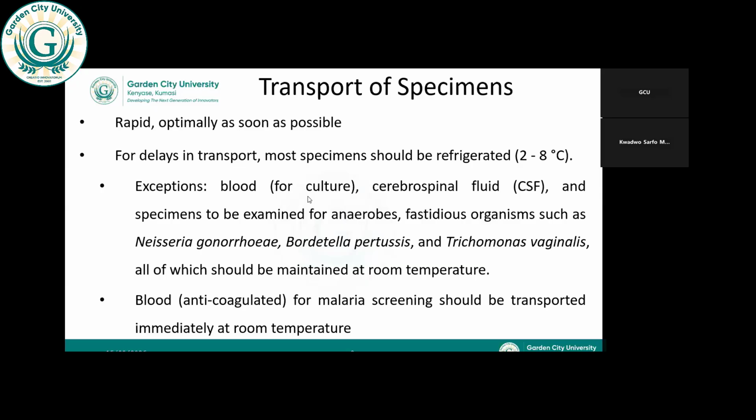But for blood needed for culture, we have blood samples or specimens collected for several purposes. So if it's for culture, if it's not for hematology or for chemistry, but for culture, please do not refrigerate. Don't keep at fridge temperature. If it's for culture and it's CSF, because there are some organisms, especially the fastidious or the anaerobic type, like the gonorrhea, the Bordetella pertussis, the Trichomonas vaginalis.